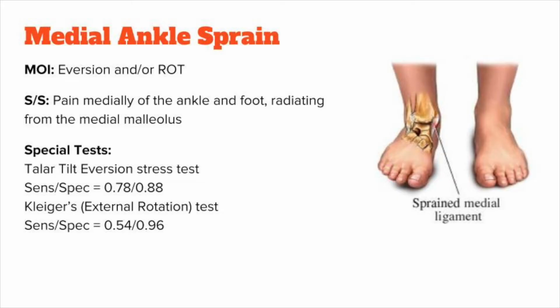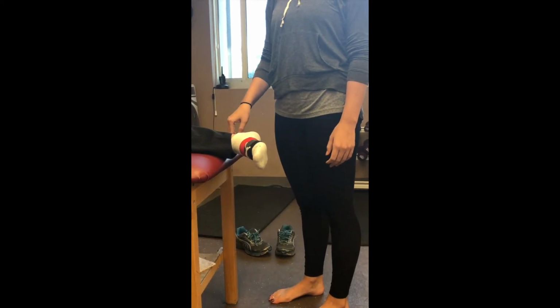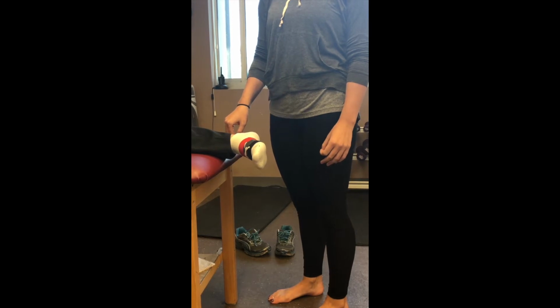Next, we have the medial ankle sprain. Although rare, it's very important because it's going to take about 2 to 3 weeks longer than a lateral ankle sprain to heal. This is because most of our load-bearing weight is on the inside of our ankle. Special tests we're going to be going over are the talar tilt eversion stress test and the Kleiger's external rotation test.